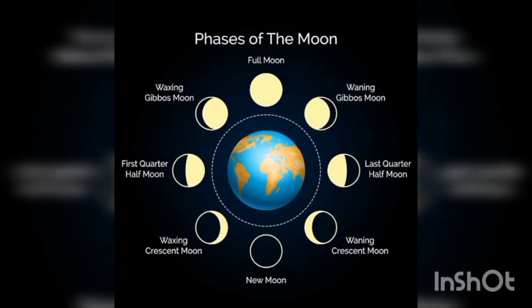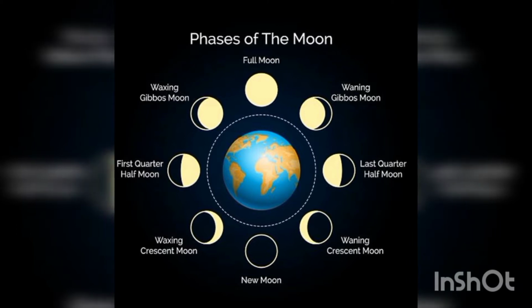Phases of the moon. When the moon revolves around the earth, its shape appears to change day by day. Children, have you observed that the moon can be seen in different shapes? That we call phases of the moon. Now here you can see the different shapes of the moon. This is phases of the moon. The changing shapes of the moon are called phases of the moon.